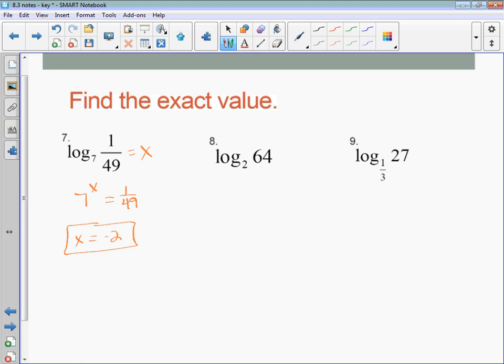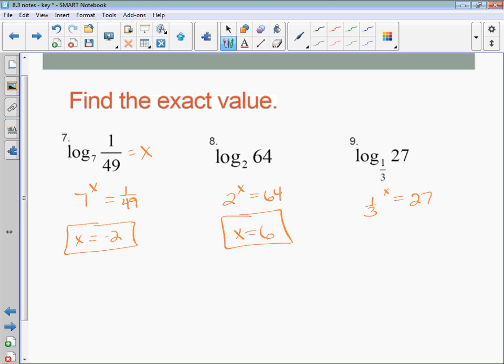If you just talk yourself through it, like the next one, I'm thinking 2 to what power is 64, and you write the answer, that's okay. There's not a ton of work to show on this. So I'm thinking 2 to what power is 64? What do you think? 2 times 2 is 4. 8. All right, then number 9, 1/3 to what power is 27?